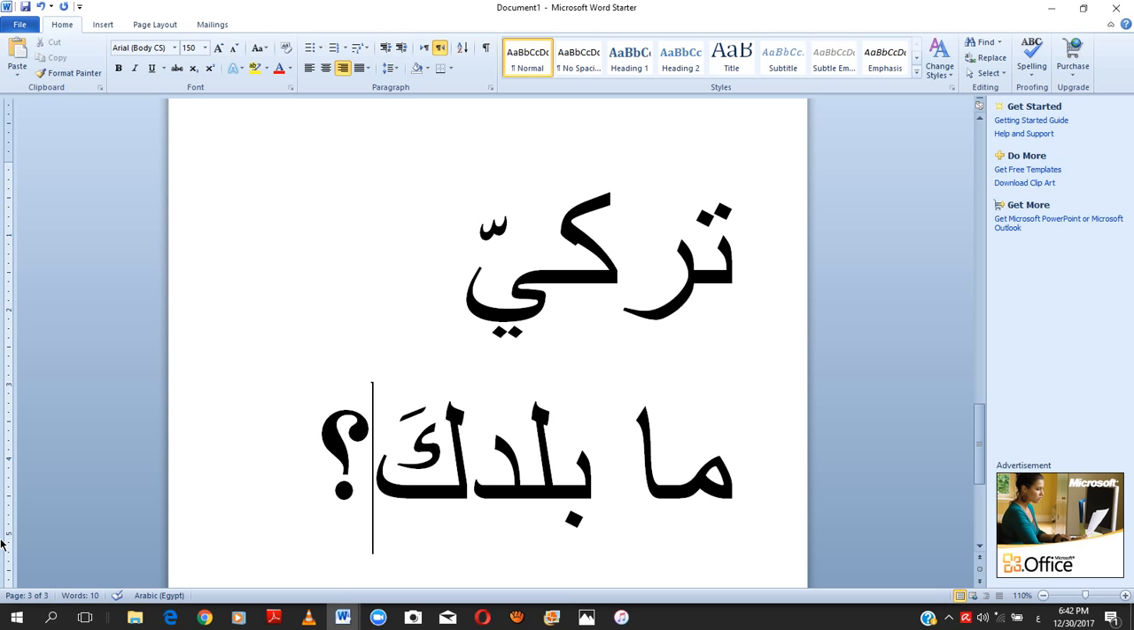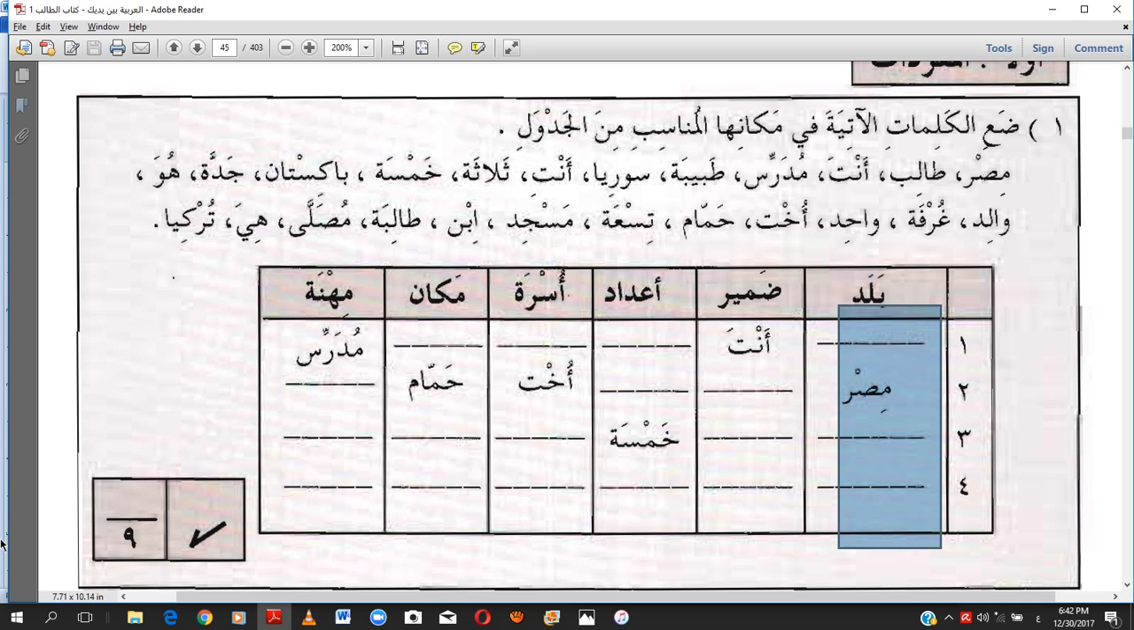Okay, that's all. I just want to show you guys this word, how we can use it. So back to our list. The second column we have ضمير. ضمير was a new word. I don't think we actually had it in the book, but it means pronoun. Okay. So these are the pronouns.